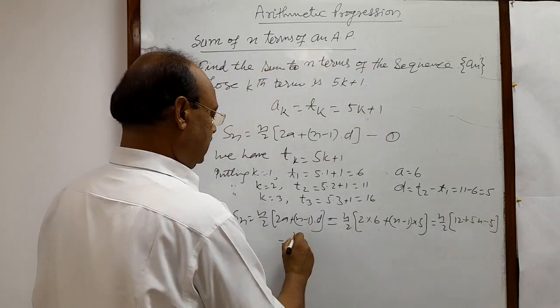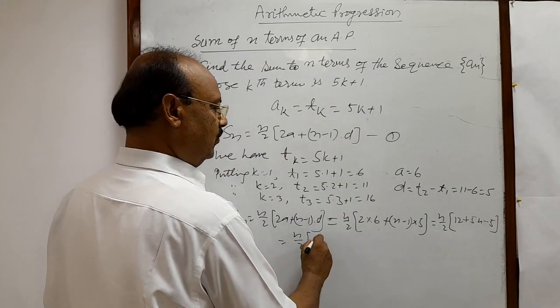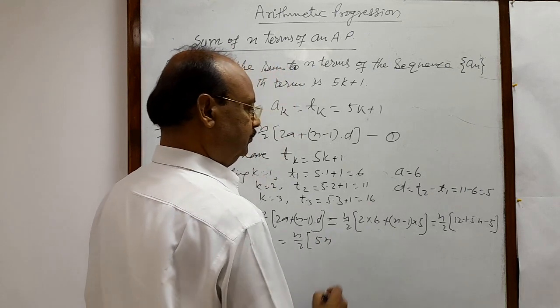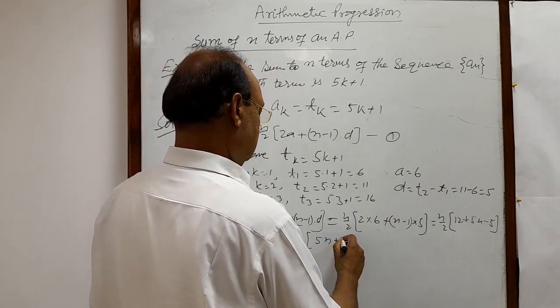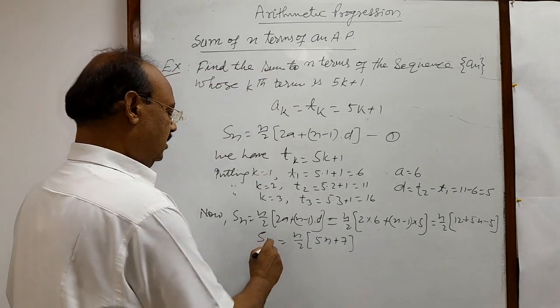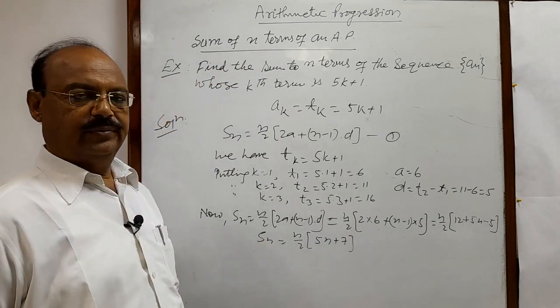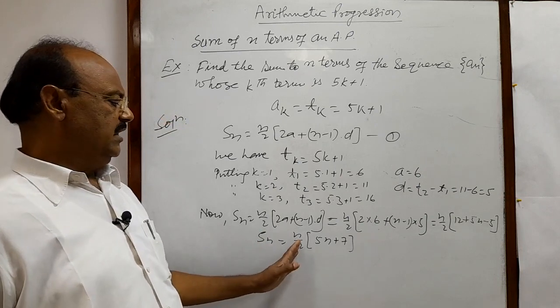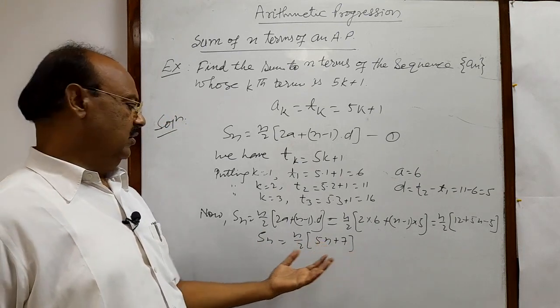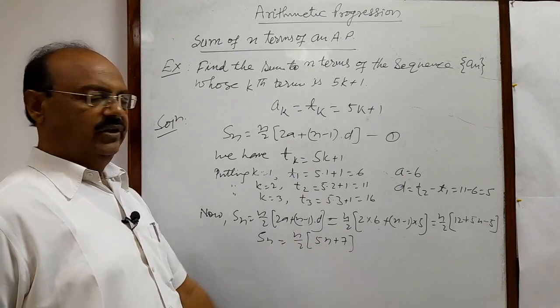So this is equal to n by 2 into 5n plus 7. Okay, this is the value of Sn. Or by multiplying these two factors also, we can write the answer, no issue. We will get the answer very easily.